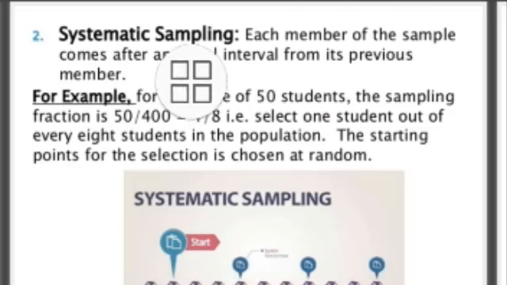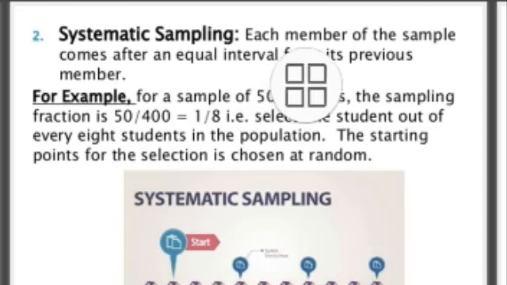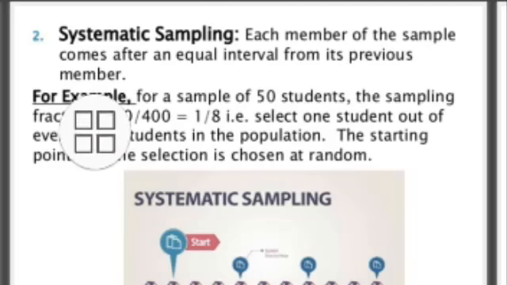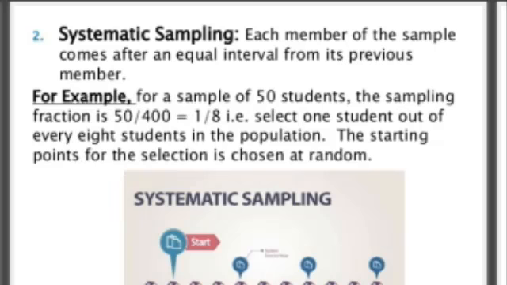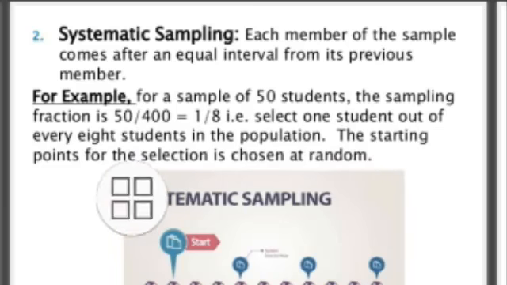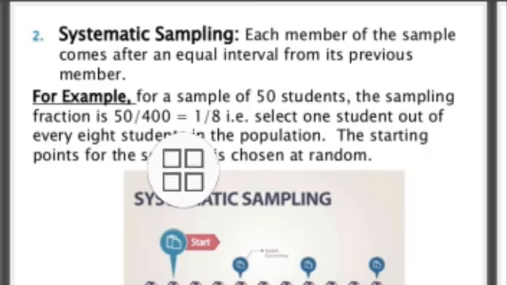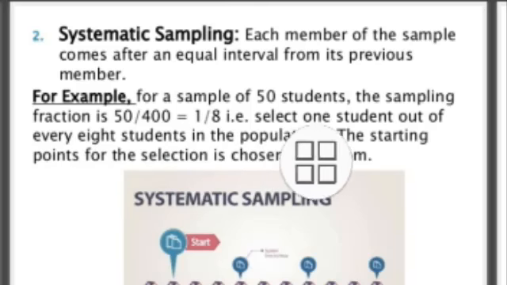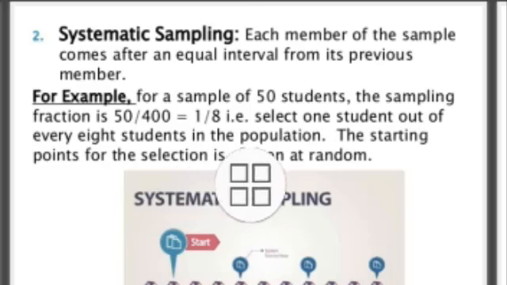The next type of sampling is systematic sampling. Each member of the sample comes after an equal interval from its previous member. For example, if there is a sample of 50 students, the sampling fraction is 50 over 400, so it would be 1 over 8. So select one student out of every 8 students in the population.